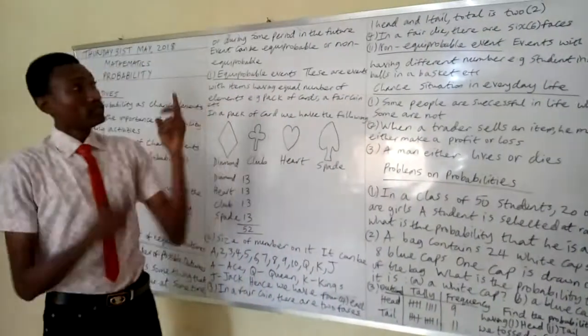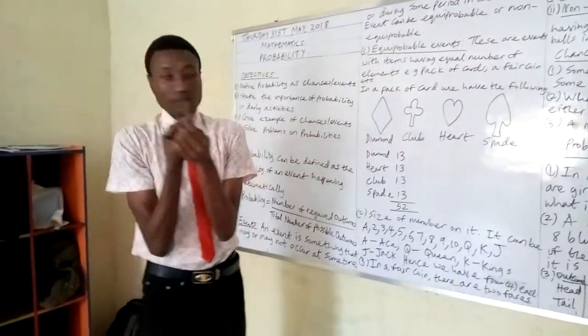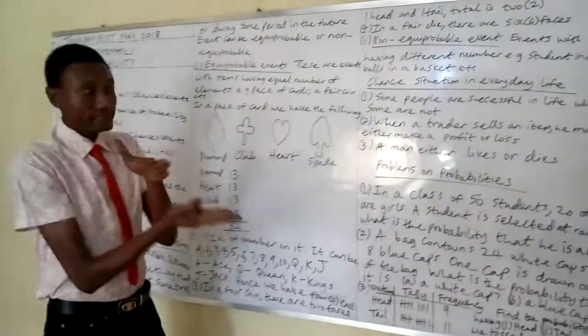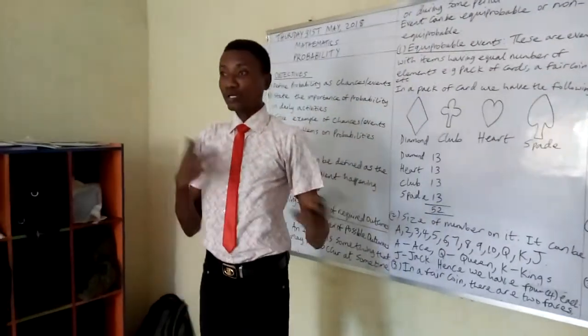And that makes two faces. The head is up while the tail is down. Now, for example, some of us will do body football.